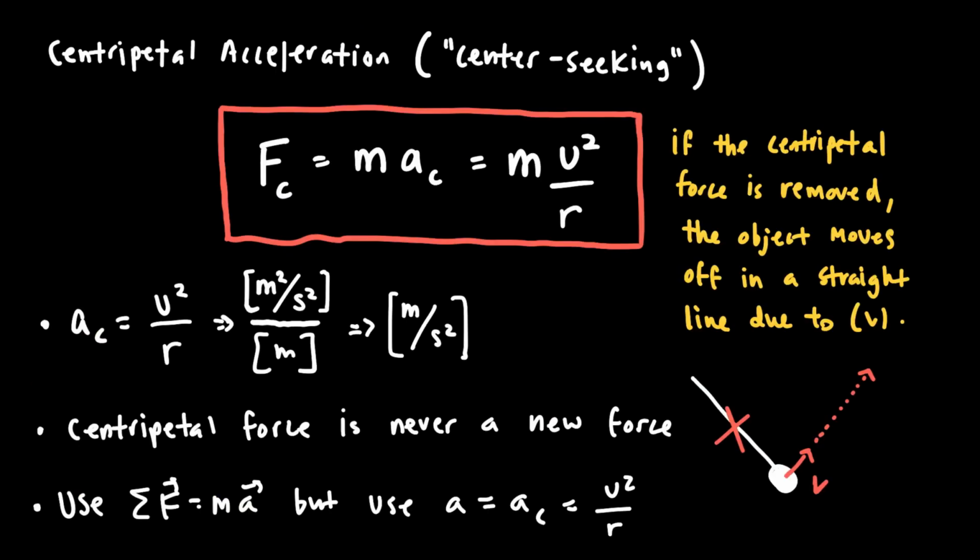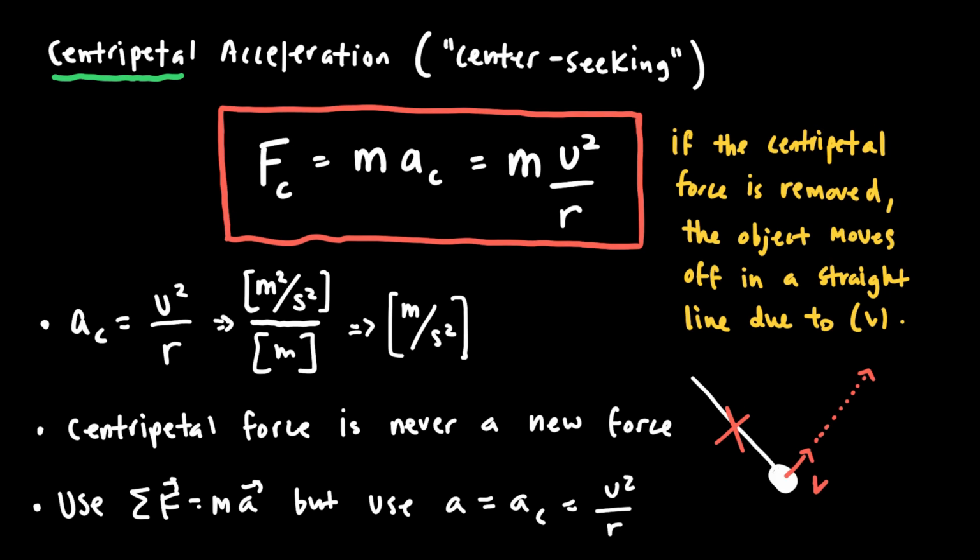Continuing on with this idea that the acceleration, and therefore the force causing circular motion, always points towards the center, we defined what we call a centripetal acceleration. And centripetal means center-seeking, so that's an appropriate name, because the acceleration and force always point toward the center.